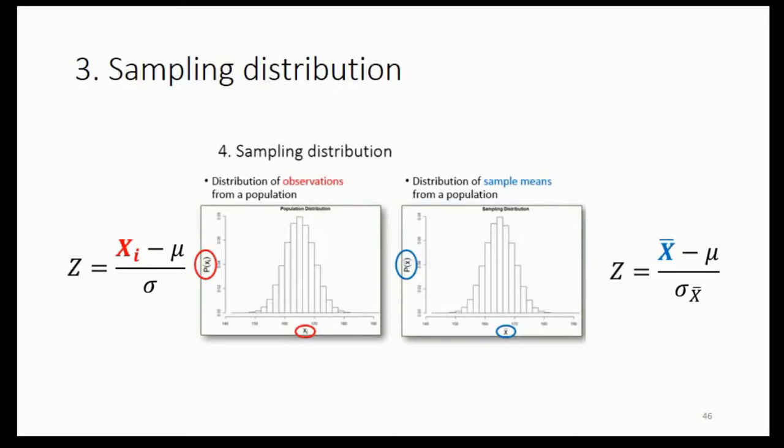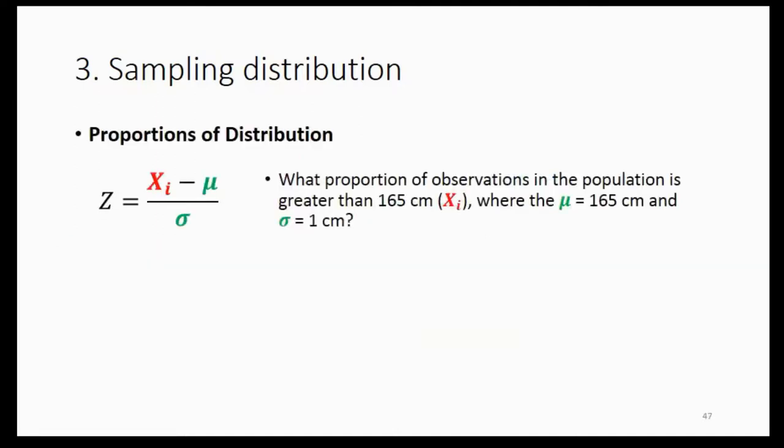So once you have this, similarly, you can calculate the proportion, or probability. The only difference now is you replace this one with the mean of the sample, and replace the standard deviation with the standard error of the mean. So this time, this is a question that you ask for observation, correct? You just modify a bit, you can ask a similar question for your sample.